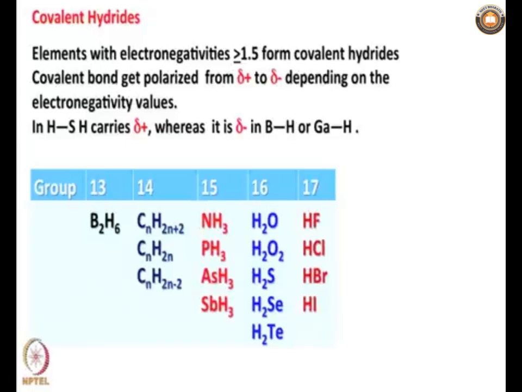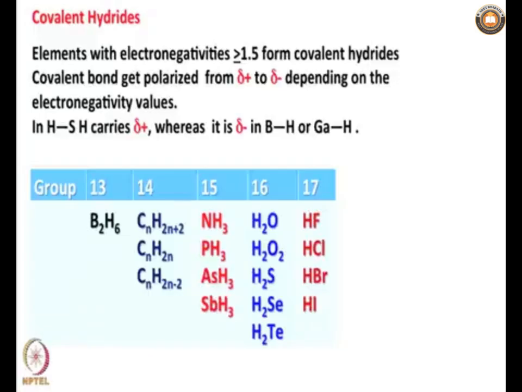As I had mentioned while discussing the classification of hydrides, I showed hydrogen sulfide. S carries delta minus and H carries delta plus. Similarly, in case of boron hydride or gallium hydride, H will be anionic in nature. And of course, in case of group 13, the simplest borane, although BH3 is there, it is unstable, it readily undergoes dimerization to form B2H6.